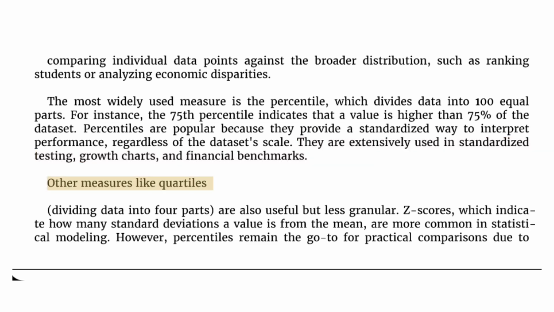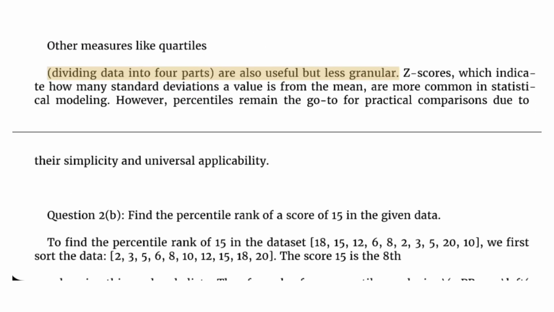Other measures like quartiles, dividing data into 4 parts, are also useful but less granular. Z-scores, which indicate how many standard deviations a value is from the mean, are more common in statistical modeling. However, percentiles remain the go-to for practical comparisons due to their simplicity and universal applicability.